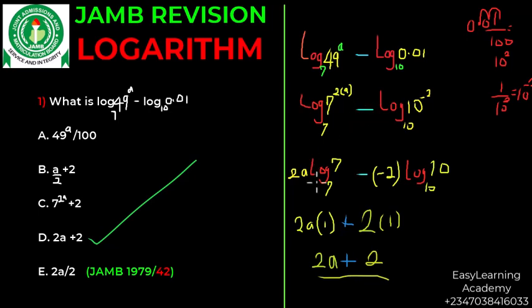So 2a, being the power, came behind this log, and we were left with log 7 base 7. We brought down the subtraction sign, and the negative power came behind the log, so we have minus 2 times log 10 base 10. From the law of logarithm, we know that any number to the base of that number is 1, like log 7 base 7 is 1 and log 10 base 10 is 1. So multiplying this out, we had 2a and 2, so it became 2a plus 2, giving us option D. All right, so that is it. We proceed.